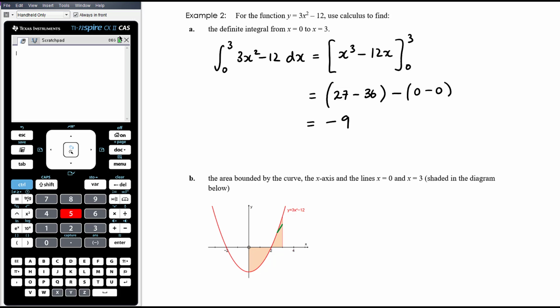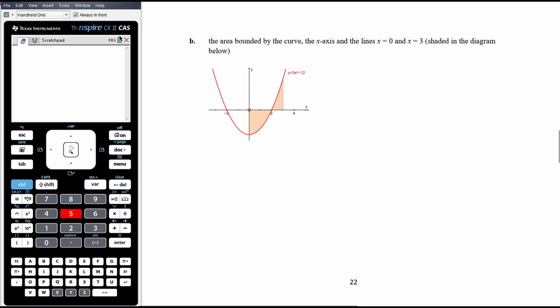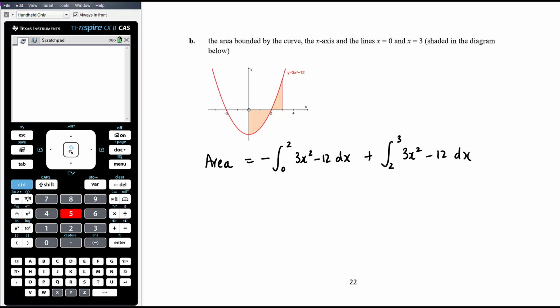Alright, so we're going to need to calculate this area, but what we see is that a bit of this area is below the x-axis, which means we need to use a negative integral, or we need to switch the limits of integration, and a bit of this area is above the x-axis, so we don't need a negative integral for that bit. So if we want to find area here, we actually need to split this into two separate integrals. So in this case, the area is going to be equal to the negative integral from 0 to 2 of our function, which is 3x squared minus 12, plus the positive integral from 2 to 3. And you have no choice but to do that if your area crosses over.